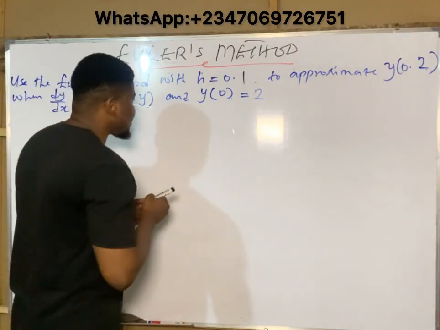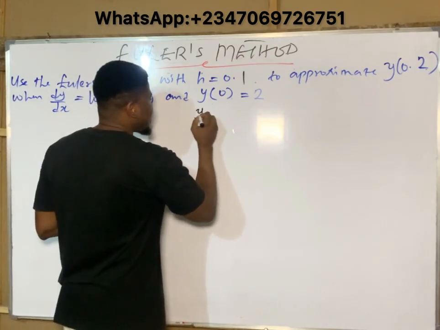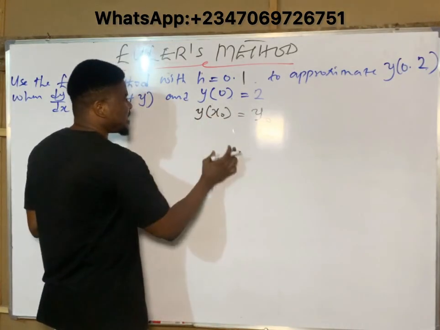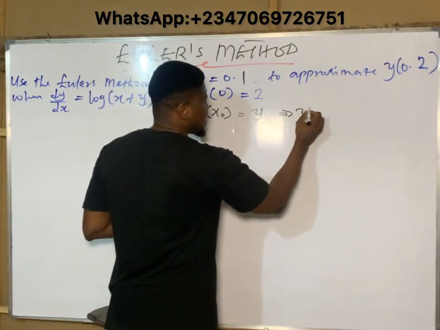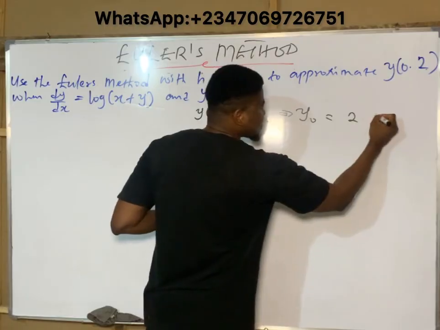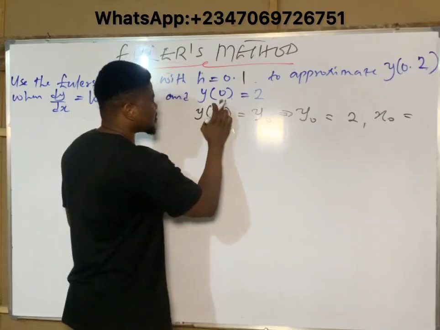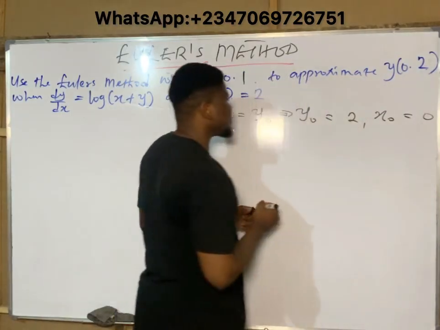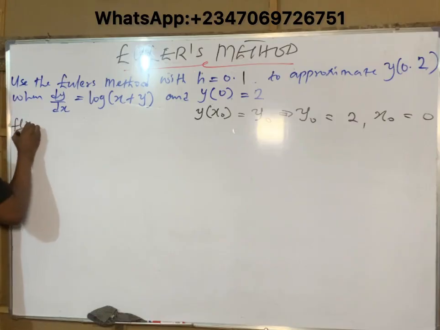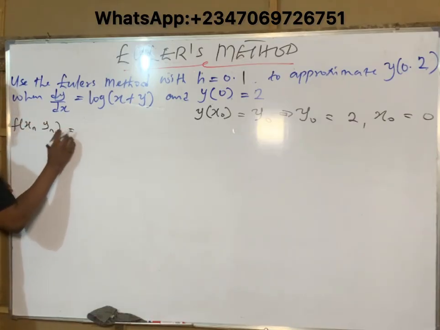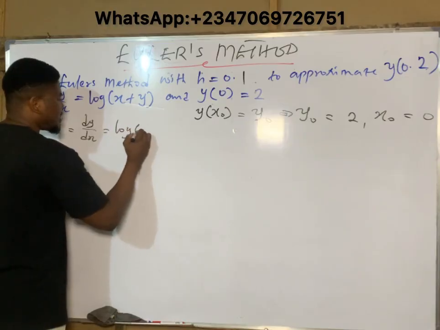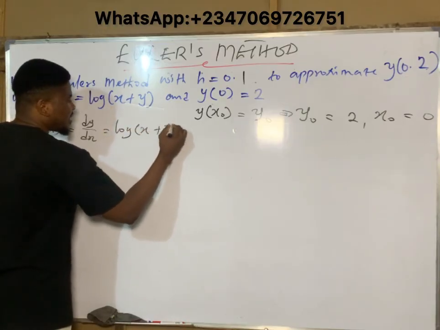In the previous video, I explained that y of 0 simply means y of x naught, which is equal to y naught. If you compare these two equations, this implies that my y naught is equal to 2, and my x naught is equal to 0. Having established this, my function f of xn, yn is simply equal to my derivative dy/dx, and that's equal to log x plus y.